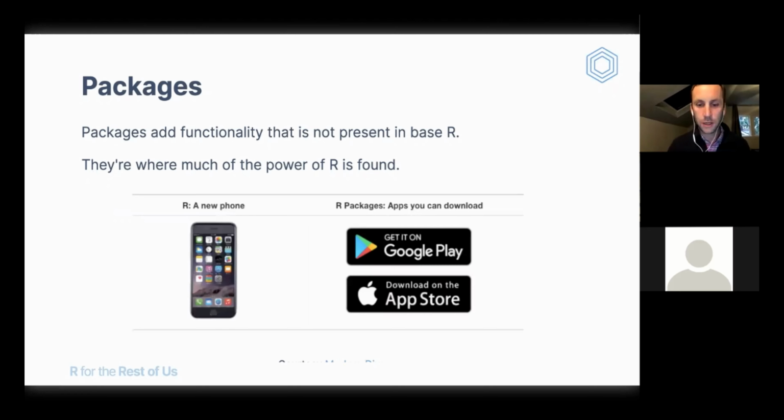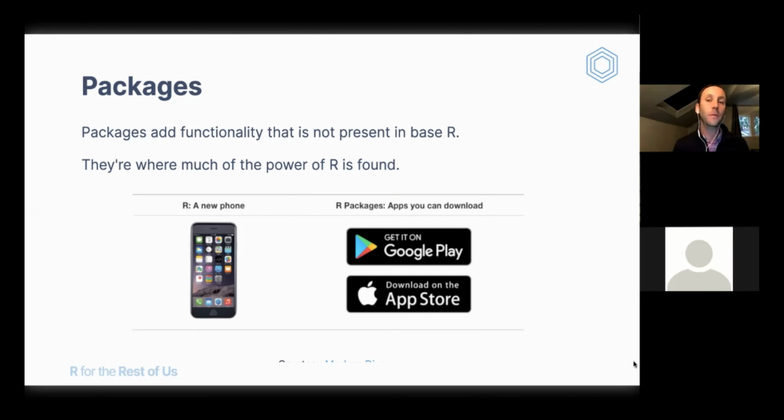Again, sorry, I got cut off, but this is also from Modern Dive. The metaphor that they use is that R is like a new phone, whereas R packages are like apps that you download. You get a new phone, it's pretty powerful, it can do a lot, but there are probably specific things you want to do. Maybe you want to go on Twitter, so you download the Twitter app, or you're on an iPhone and you want the Google Maps app. You download a package to do whatever specific thing you want to do.